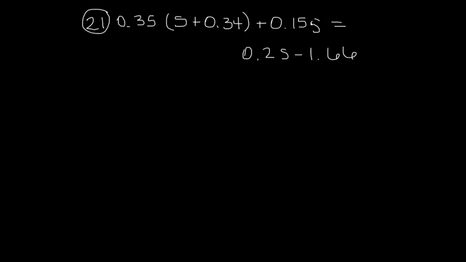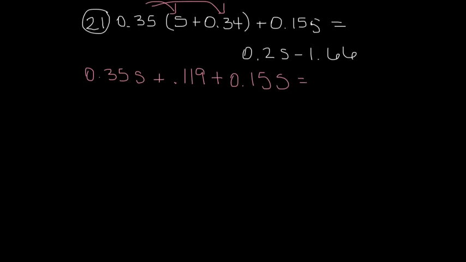Okay, another one with decimals. If I distribute the 0.35, that gives me 0.35s, that's an s, plus, let's see, can't do that one in my head, 0.35 times 0.34 is 0.119. And then I still have the 0.15s equals 0.2s minus 1.66.